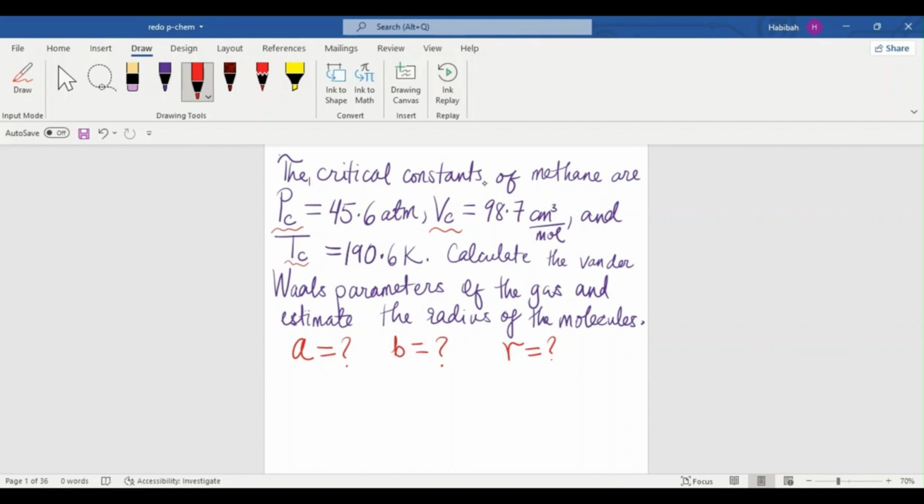So, or excluded volume, something like that. So the point I'm trying to make is that these are the three things that we're asked to solve for. So we can just go straight to solving it, but the issue is this. We are given the volume in centimeter cube per mole.